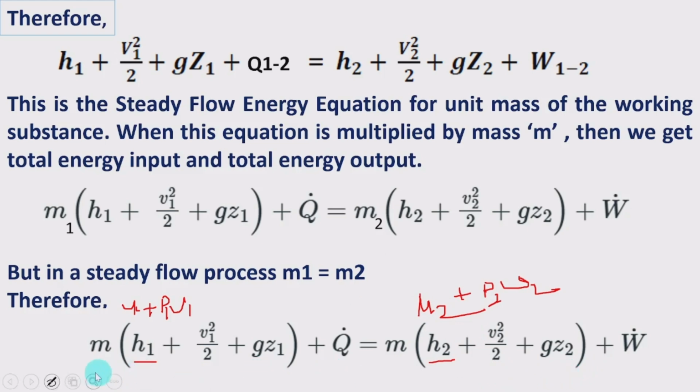This is the final steady flow energy equation which we got for the particular flow system, and this equation can be applied to any flow system. There the energy availability will be different, and if you substitute those energy availabilities, then we are going to get the steady flow energy equation applicable for that particular system.